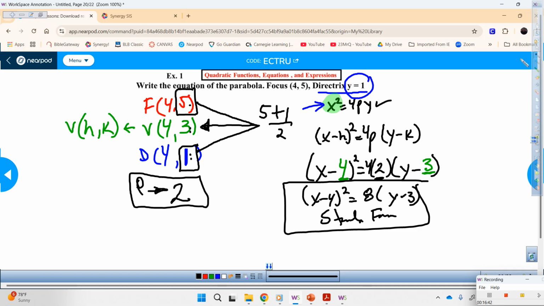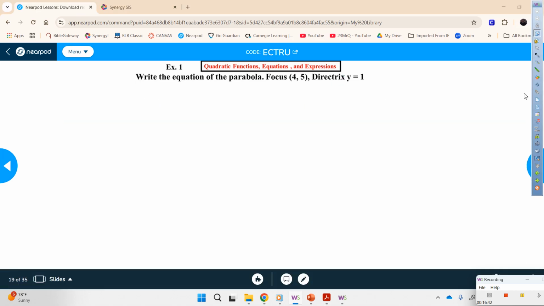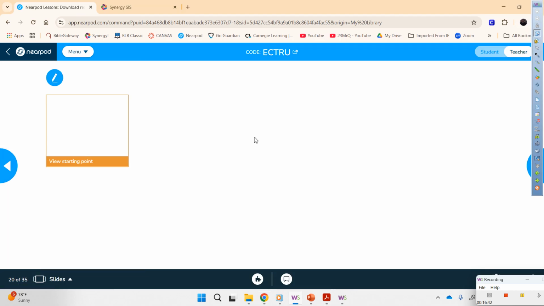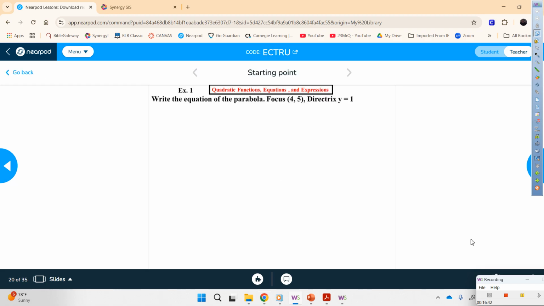Notice that we got the equation without graphing, yes? All right. I know we need more practice, but we're getting there. All right. Send that in, please. I want to see your notes. All right, next.